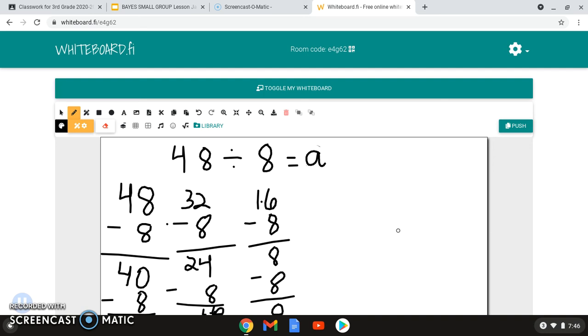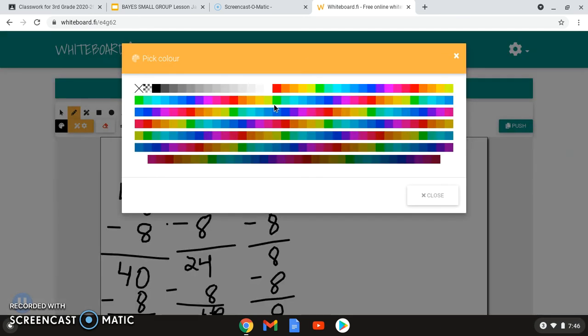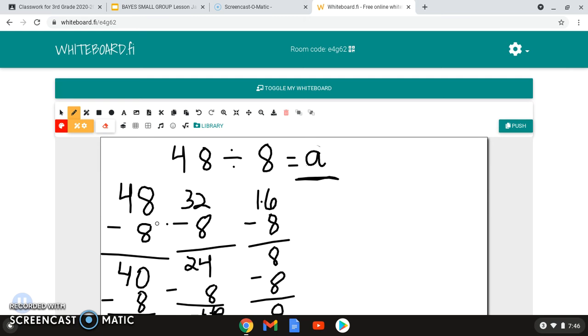Now, how do we determine what the quotient is? I'm looking for this variable a. What could a represent? How would I know what a represents? By looking at the problem that I've done here. So the first thing that you're going to do is you're going to decide how many times you subtracted 8. So I'm going to come down here and I'm going to circle every time that I have a minus or a take away 8.